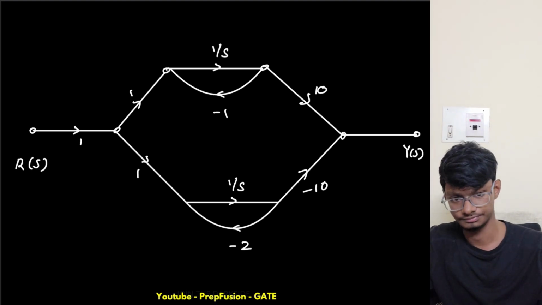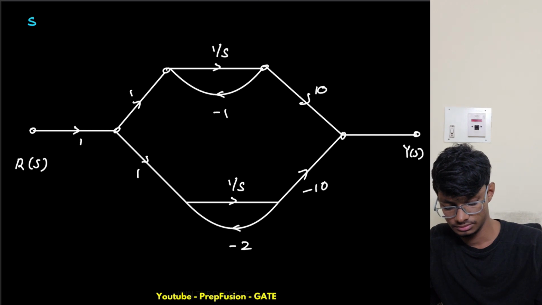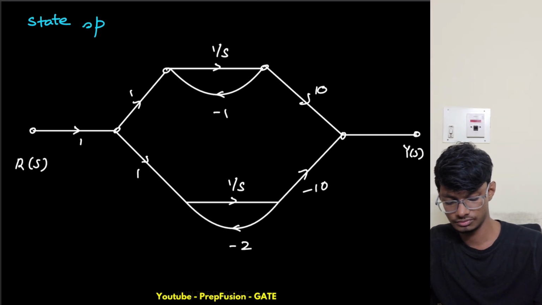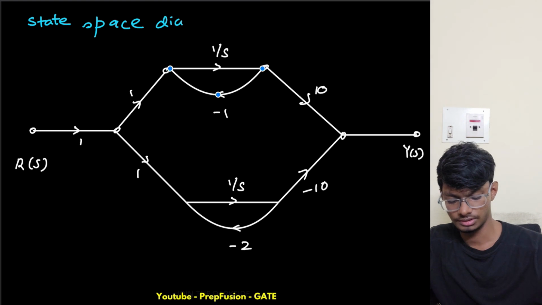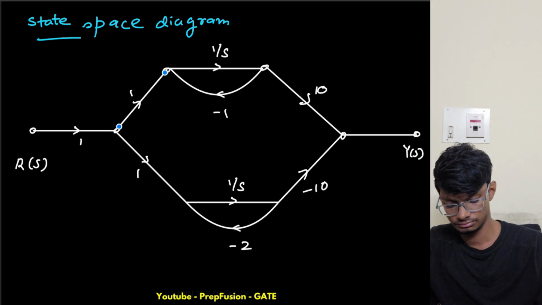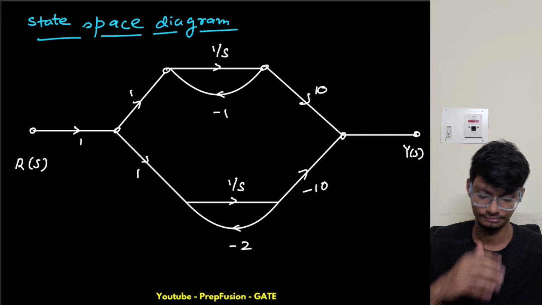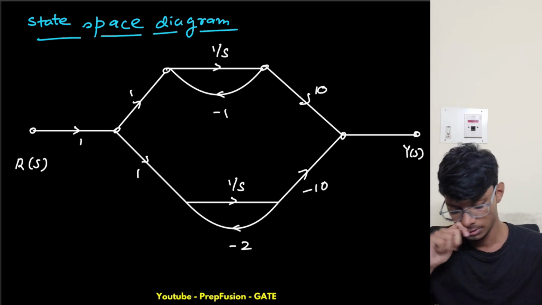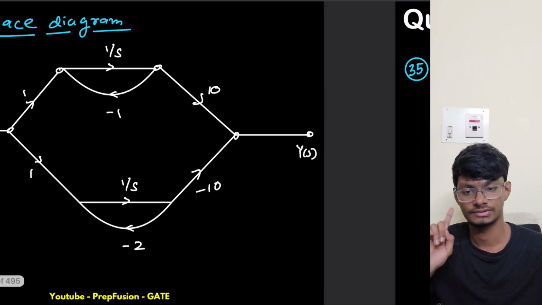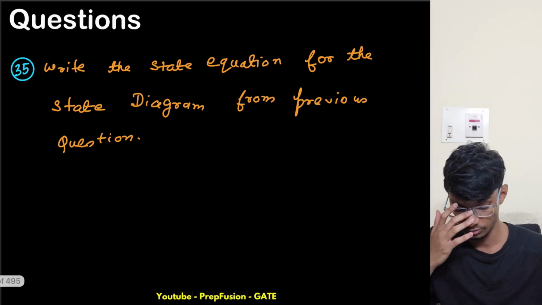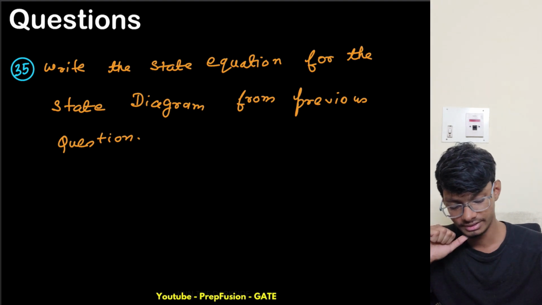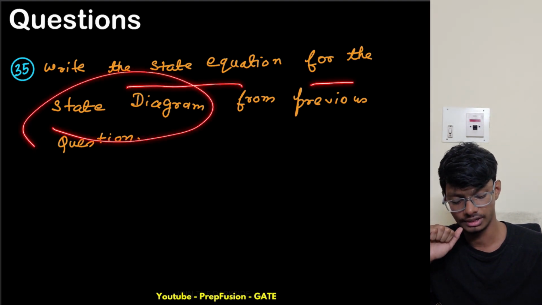So let me write this: state space. As you can see, we're just converting the blocks into state space, and they are connected in parallel. So this is my state space diagram. Now what you have to do is write the state space equation. This is the question I was looking for: write the state space equation for the state diagram from the previous question.